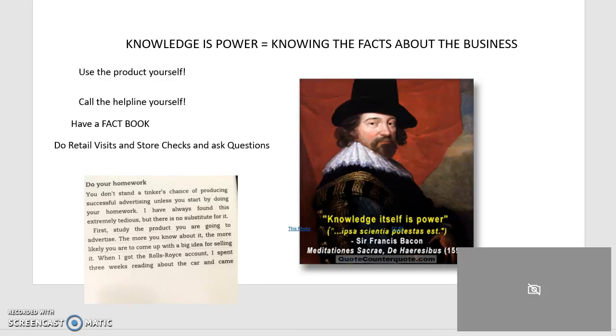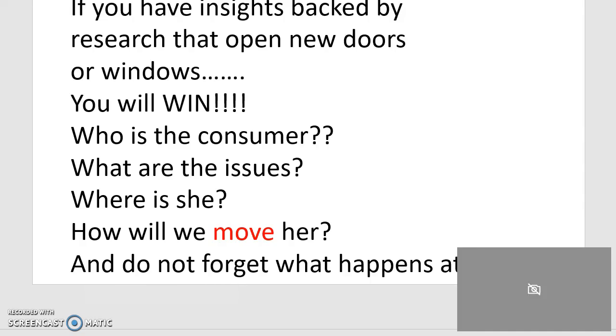If you're the person in the room who's the smartest on the business, particularly as the youngest person on the business, you're going to get a lot of respect and you're going to move ahead. So if you have insights backed by research that open new doors or windows for the business, you're going to win.